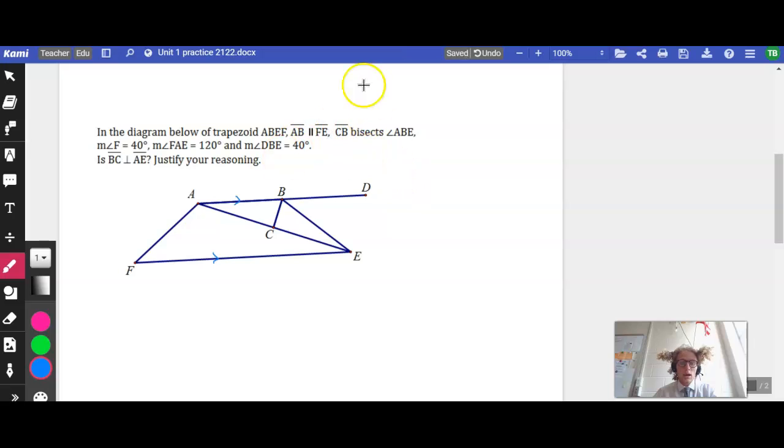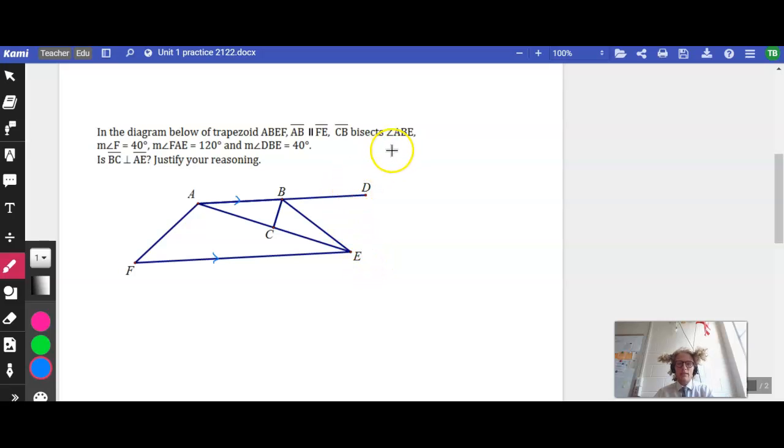Next thing, by the way, whenever you hear parallel, you should automatically be thinking alternate interior angles or corresponding angles, and be kind of thinking about those and looking for those. Next thing we have is that CB bisects angle ABE. So CB bisects ABE. Bisect, another word for that, is cut in half.